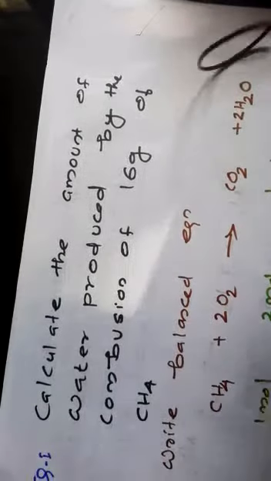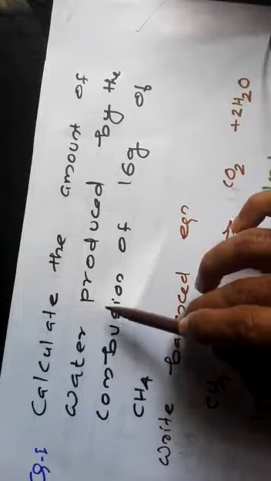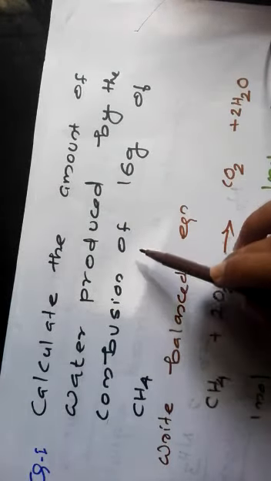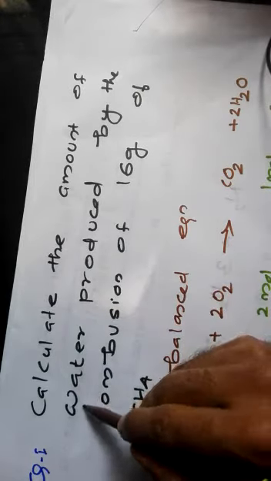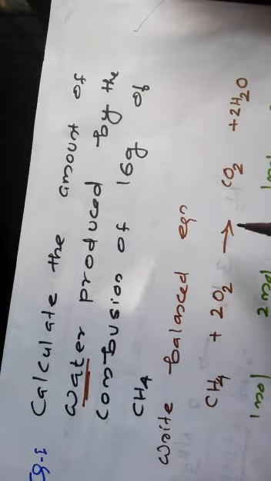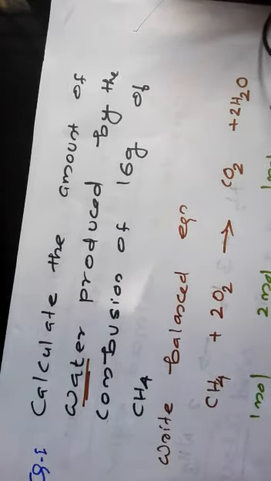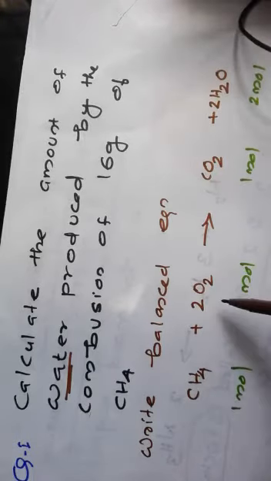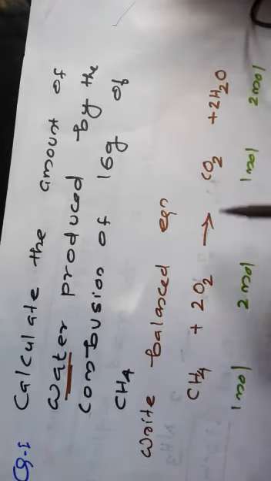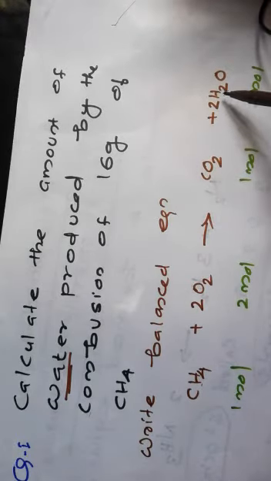Let us check one question. Calculate the mass of water produced by combustion of 16 gram of methane. You want to calculate the mass of water produced by the combustion of methane. Therefore, a chemical reaction is involved. To solve this question, first write the balanced equation. Combustion means reaction with oxygen. When methane is burned, you will get carbon dioxide and water.